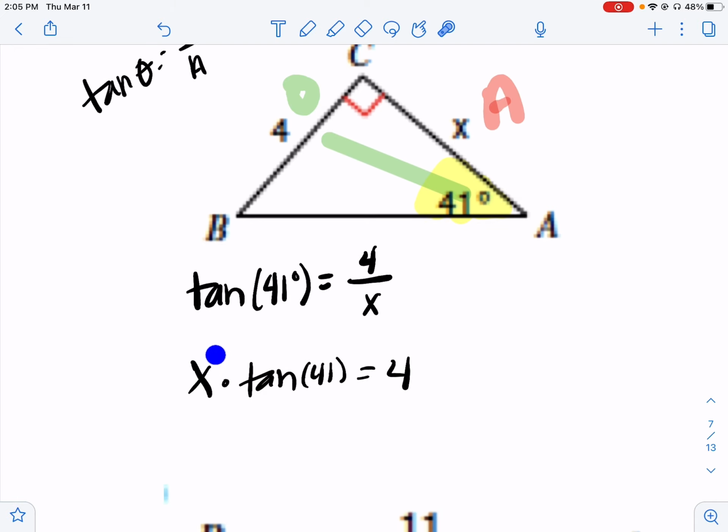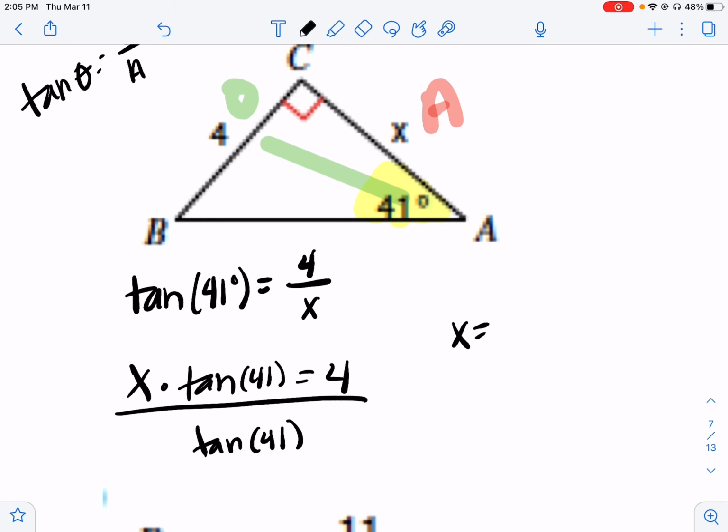Well, now that I've brought it up to the other side, I have to now think about how to get x by itself. Well, now it's x times the tangent of 41, so I know that in order to get rid of multiplication, I divide. This gives us x equals 4 divided by the tangent of 41.